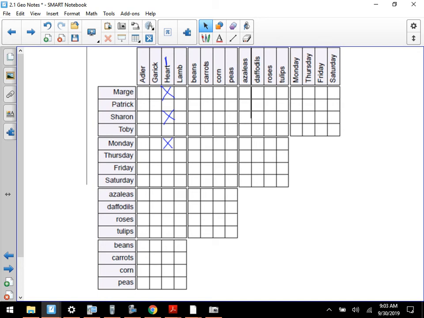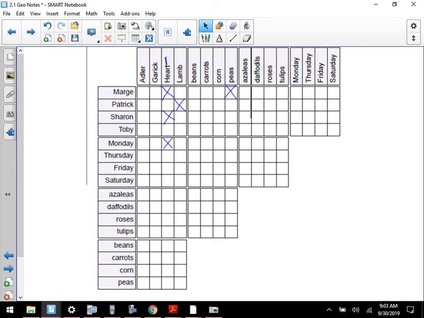Now, from there it says Patrick's last name is not Lamb. So Patrick is not Lamb. All right. Marge didn't plant peas. So the next one: Marge is here. She did not plant peas. So I'm going to put an X in the peas.